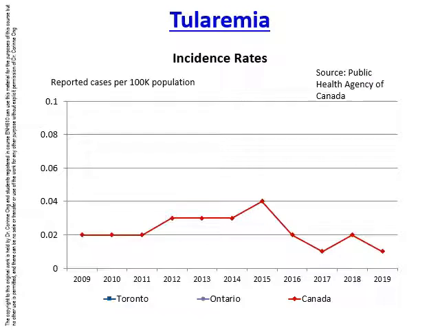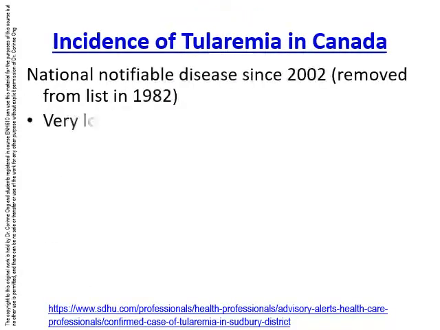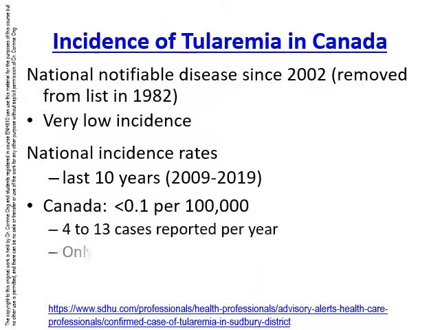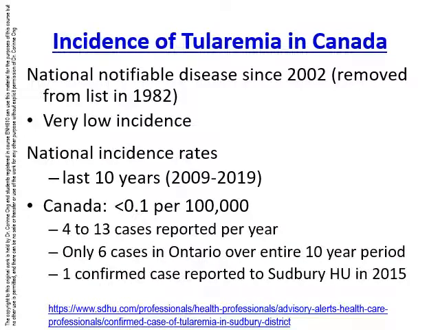Tularemia is a nationally notifiable disease, and as I mentioned before on the last slide, there have been sporadic cases reported over the past decade. There really haven't been that many cases, and the incidence rate is very low, less than 0.1 case per 100,000 population. In terms of case numbers, there have only been 4 to 13 cases reported annually in Canada, and in Ontario, only 6 cases have been reported over an entire 10-year period.